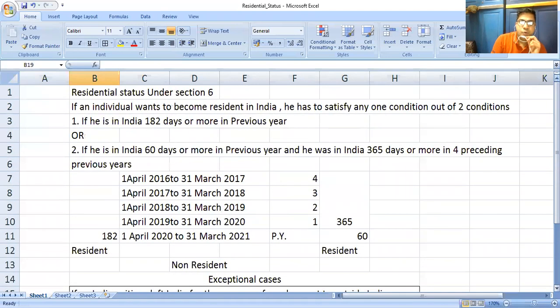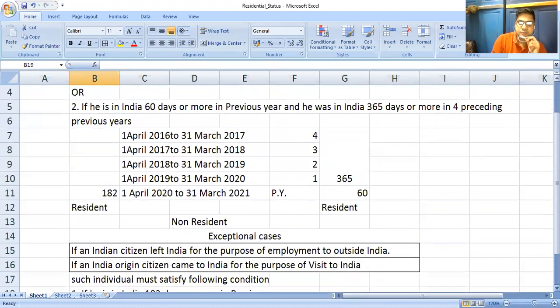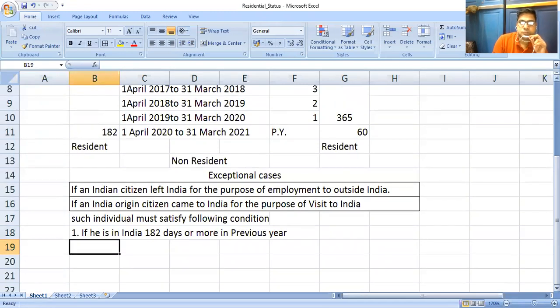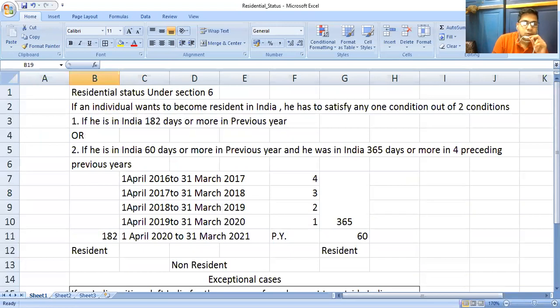Yes, do you have any doubt regarding the resident status under section 6? Yes, कोणाला काय डाऊट आहे का? Say yes or no. Yes, do you have any doubt? Okay, you don't have any doubt.